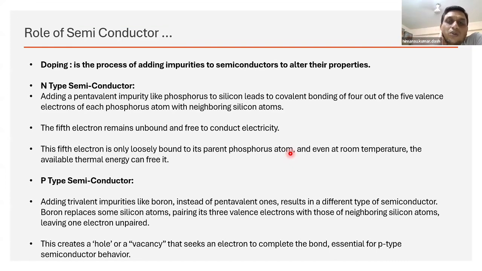So this electron is very loosely bonded, and with very little energy, that is, even at room temperature, the thermal energy is able to free that electron. So this we call N-type semiconductor. Similarly, what happens in P-type semiconductor?